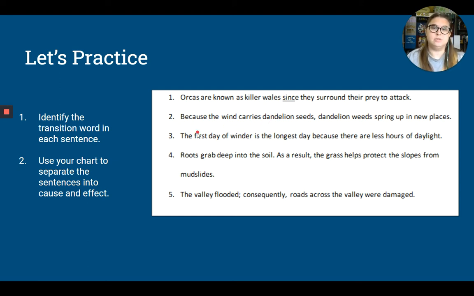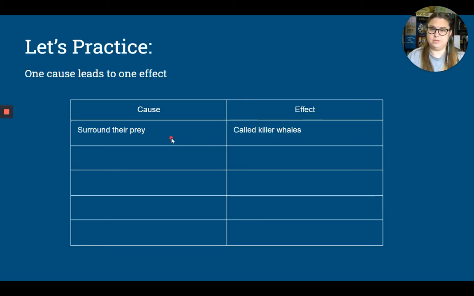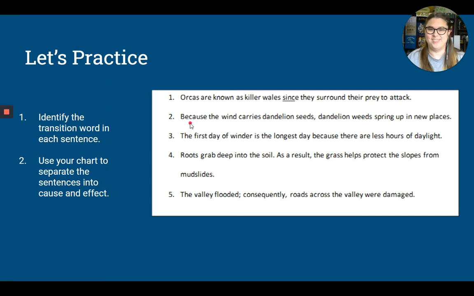So sentence number 2 reads, because the wind carries dandelion seeds, dandelion weeds spring up in new places. So I see this transition word, because. We said that because is one of the biggest words that we can use for cause and effect. So that's going to be my transition word going forward. The wind carries dandelion seeds. Dandelion weeds spring up in new places. Okay, we want to think, how are these two things related? We're going to separate that sentence in just a minute.